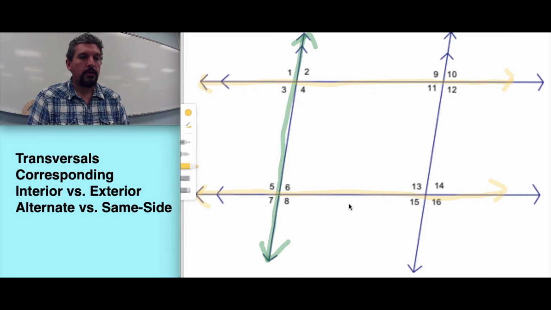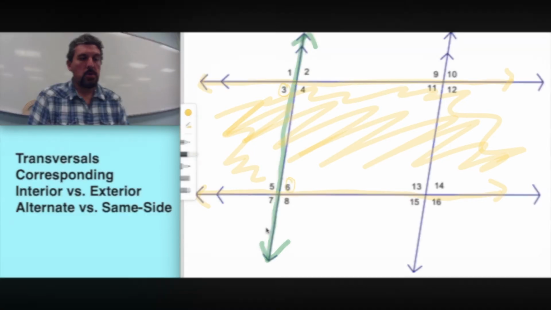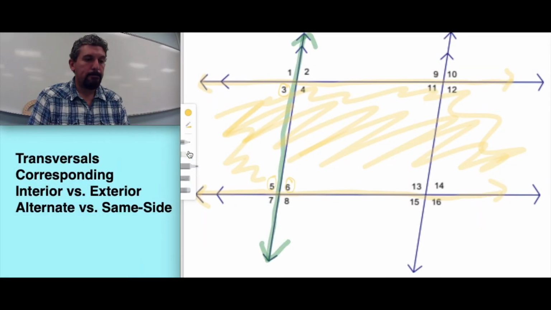Imagine the parallel lines form the boundary of a field, whatever field you like to play on, soccer, lacrosse, football, etc. If these are our boundaries, then anything inside the boundaries we would want to call interior. So what kind of angles would that be? Well, angle 3 is inside the boundaries. That's an interior angle. Angle 6 is inside the boundaries. That's an interior angle.